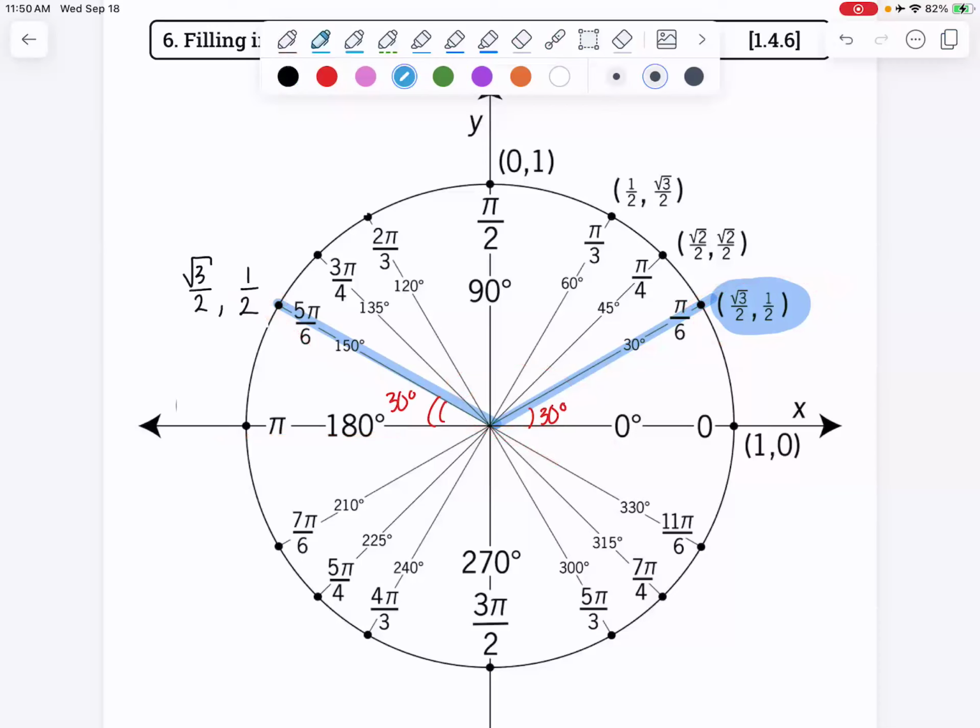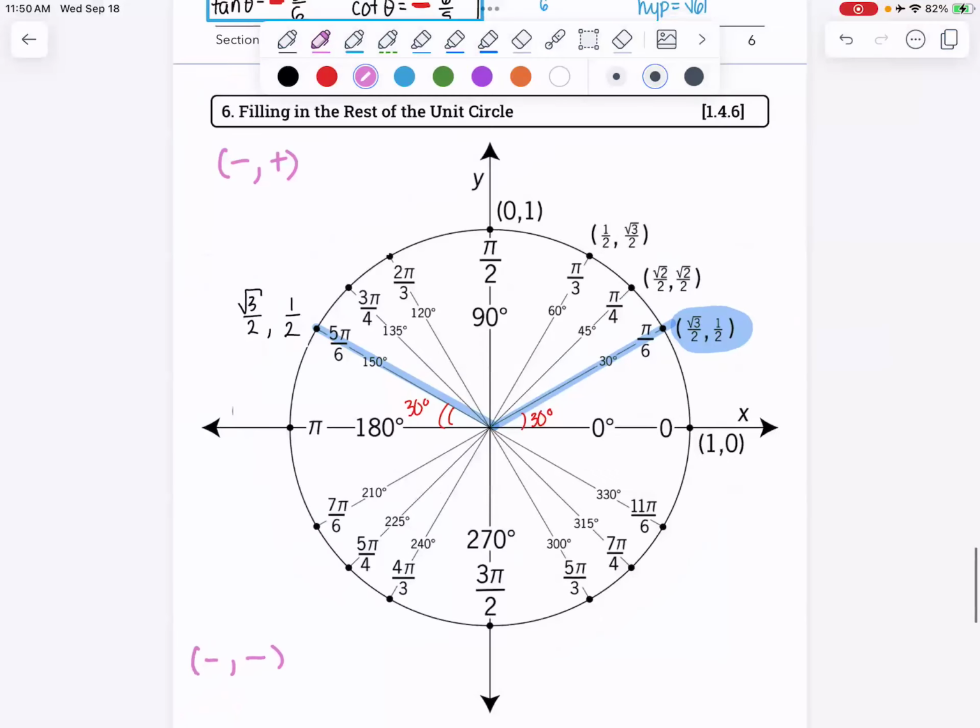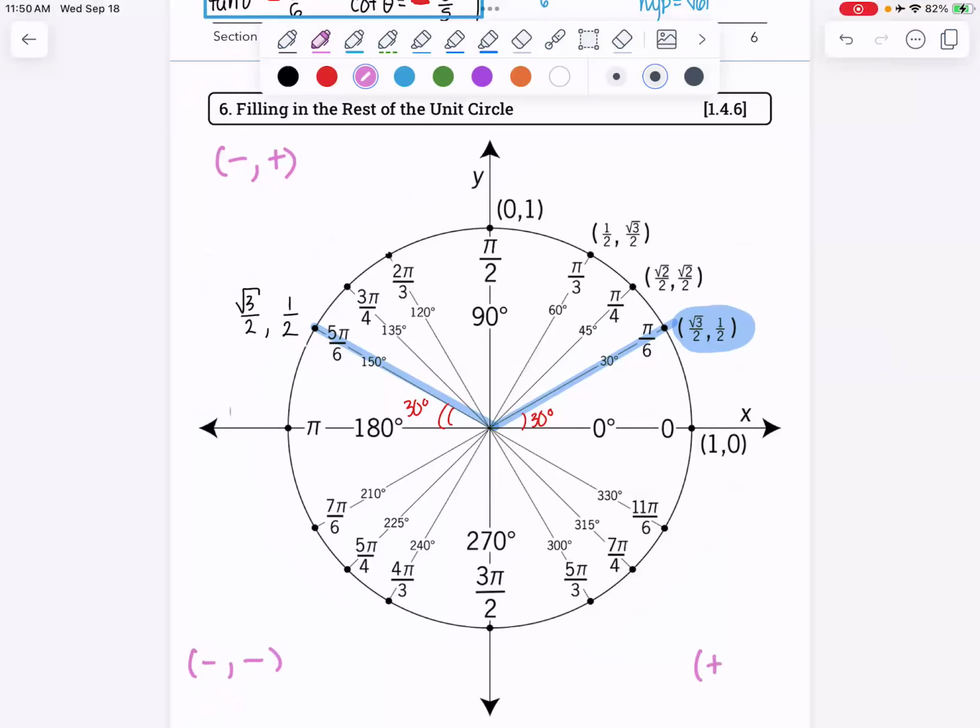In quadrant 2, x is negative, y is positive. In quadrant 3, they're both going to be negative. And in quadrant 4, x will be positive and y will be negative. In quadrant 1, they're both positive. So this guy right here, I'm going to finish off the coordinate point for in a moment. It's just that same value, but he's negative. The x value is negative, the y value is positive. It's the same point, just this guy's negative.